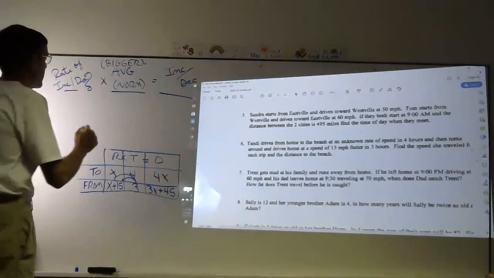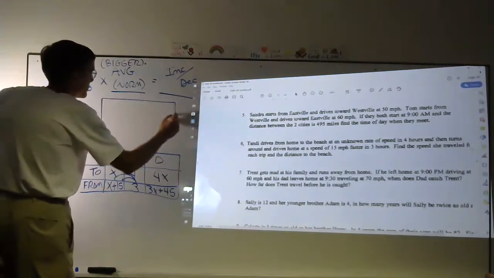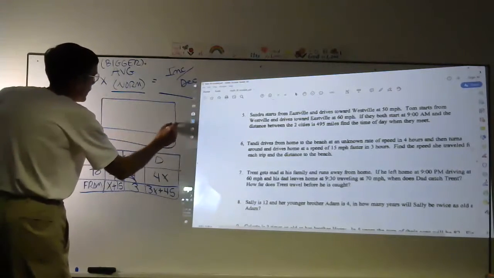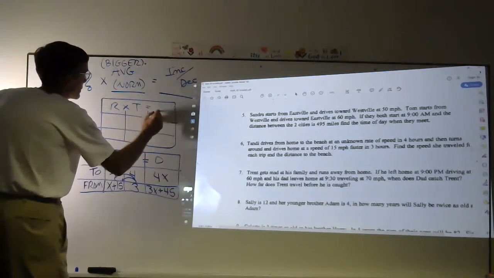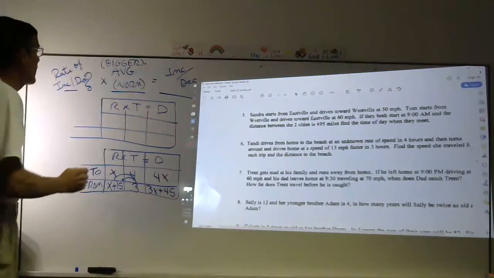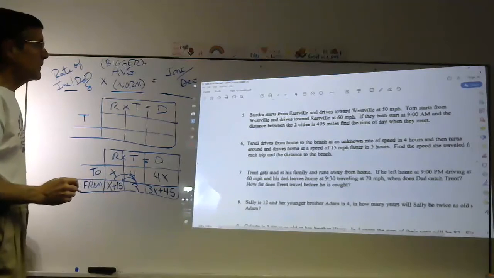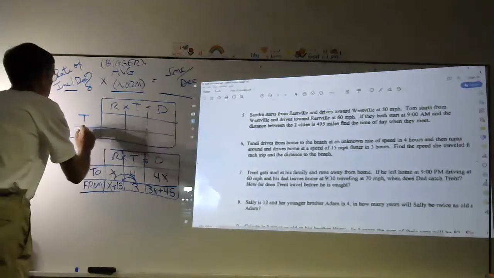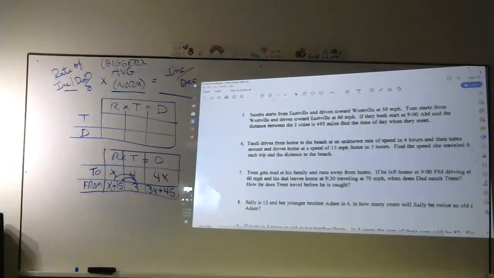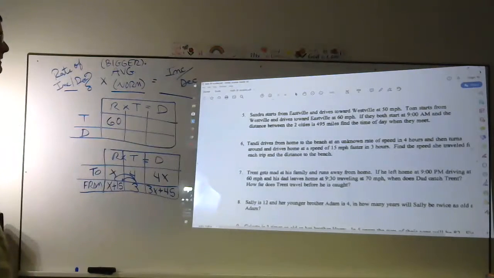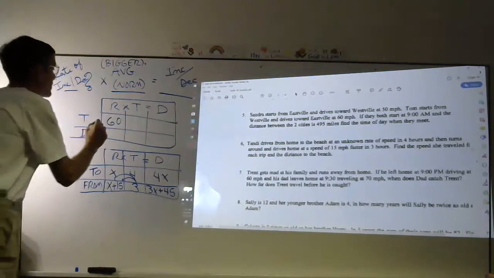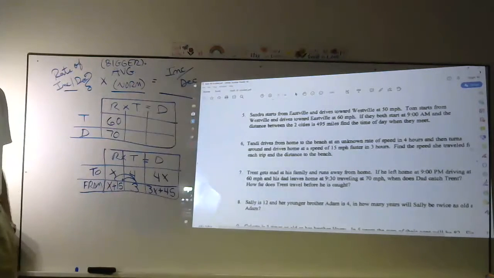Number 7, another rate, time, and distance problem. So I have rate times time equals distance. Trent gets mad at his family and runs away from home. Dad comes to try to catch him. Trent leaves home at 9 o'clock at night, driving at 60 miles per hour. Dad leaves home at 9:30, traveling at 70 miles per hour. Now, this is what I just talked to you about before. Trent has a half an hour head start, right?